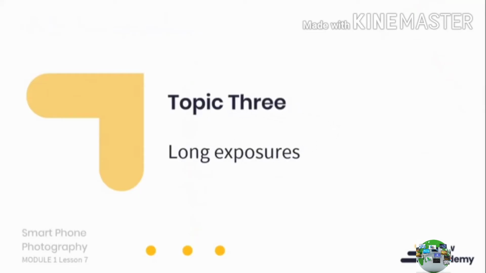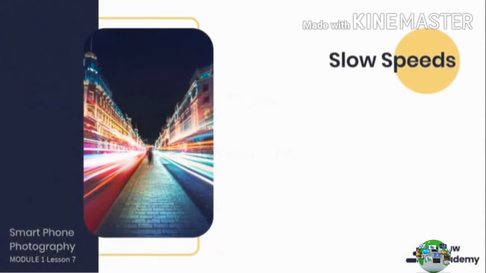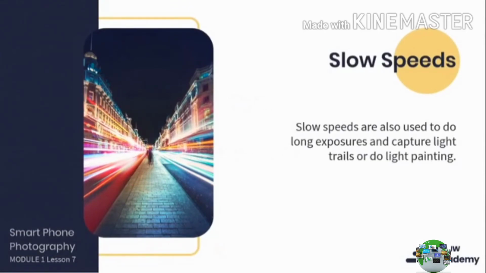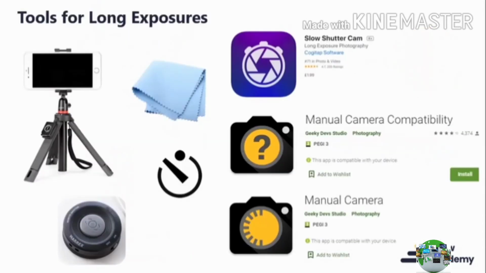Back to our lesson, our final topic, we're going to have a look at doing different types of long exposures. So just a few things to be aware of to get prepared for doing long exposures. Of course, we're going to need to be using slow shutter speeds. So we're going to be going into our pro mode, and we're going to be having a look at using slower shutter speeds to do long exposures, to capture light trails and to do light painting.